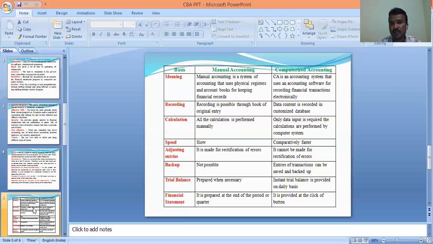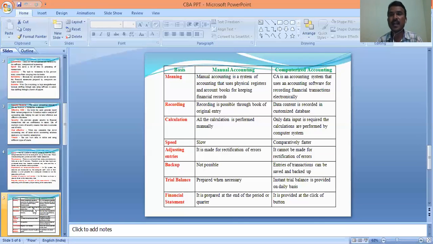But in the case of computerized accounting, entries of transactions can be saved, backed up, modified, and we can go back and make whatever adjustment. So backup facilities are available in computerized accounting, but such facilities are not available in the manual accounting system.